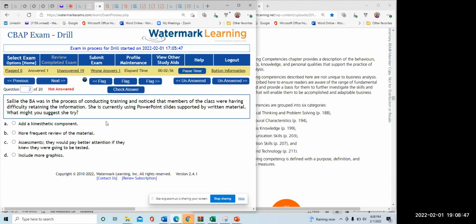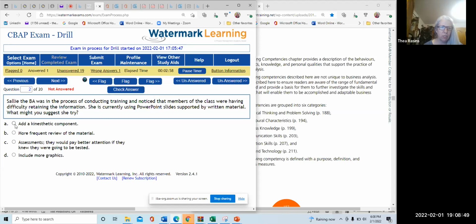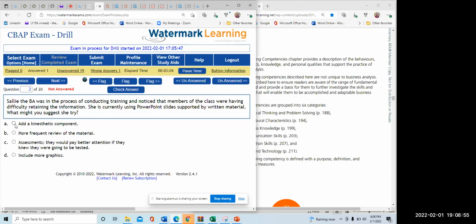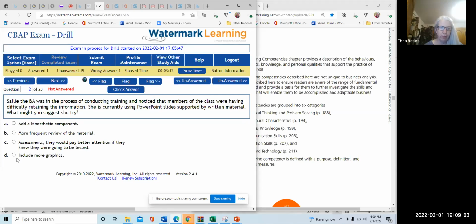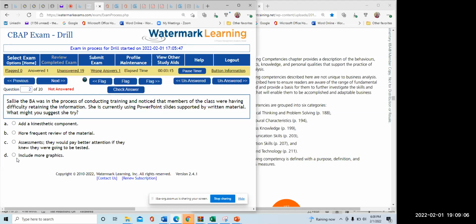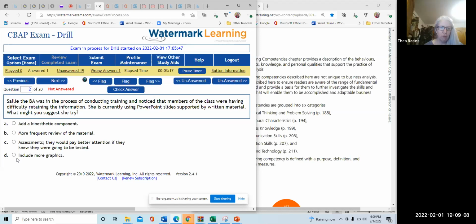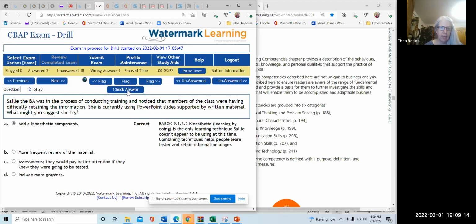What else might they, what's kinesthetic? Something you can touch or do? Movement. Oh, okay. Yeah, I think, including more graphics, it's already PowerPoint. It is already PowerPoint. Frequent review, I mean, yeah. I think kinesthetic. Okay, let's try kinesthetic. And the correct answer is kinesthetic, learning by doing. It is the only learning technique Sally doesn't appear to be using at this time. Combining techniques helps people learn faster and retain information longer.